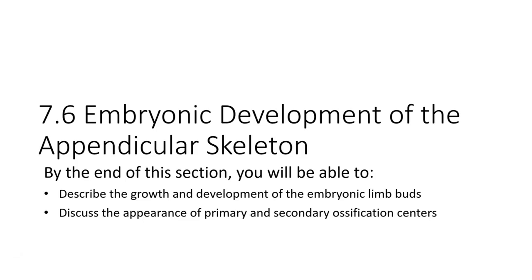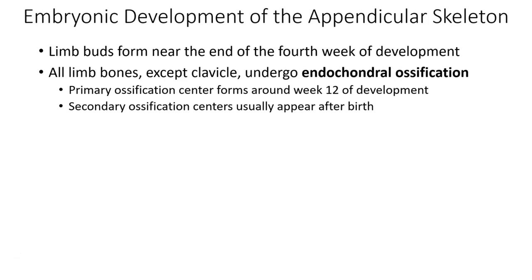And we will wrap up talking about embryonic development of the appendicular skeleton. So we form what are called limb buds, so just kind of that cartilage template for developing the bones of the arms and legs. These are going to start to appear around the 4th week of development, and all of the bones of the limbs, so arms and legs, are going to develop via endochondral ossification, except for the clavicle, which develops via that intramembranous ossification.